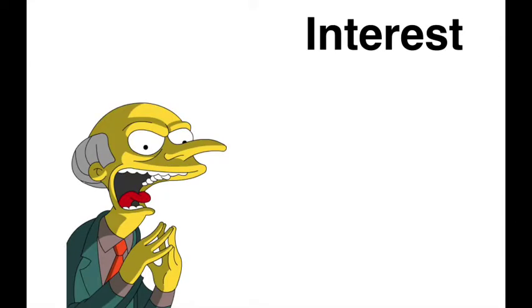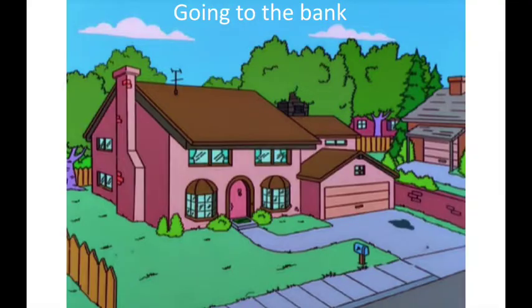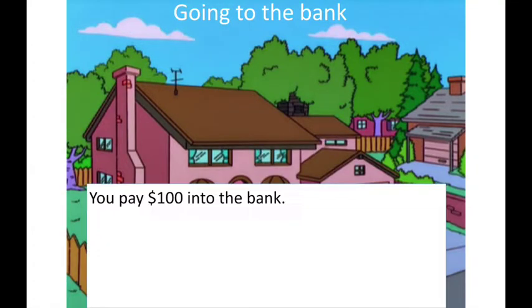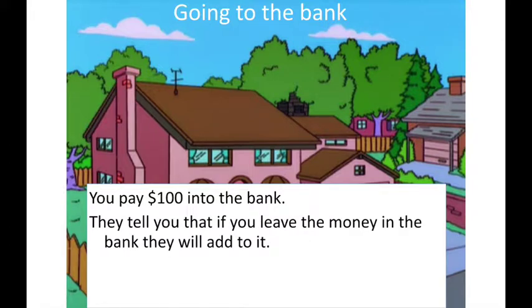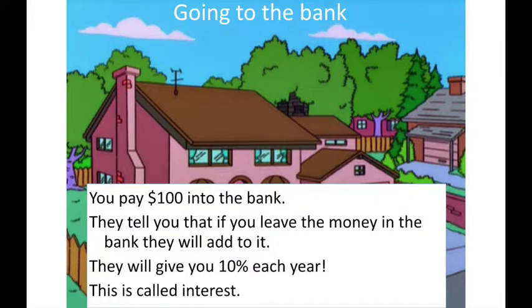So what I want you to imagine is that we're going to earn some interest. Let's say we go to the bank. If we put $100 into the bank, the bank's going to tell you to leave the money in the bank and they'll add to it. They'll give you what's called interest. So let's say they give you 10% each year. So how much would you have in the bank after 1 year? Instead of having $100, you'd have $100 plus 10% of $100. You'd end up with $110 in this case, and that's called interest.